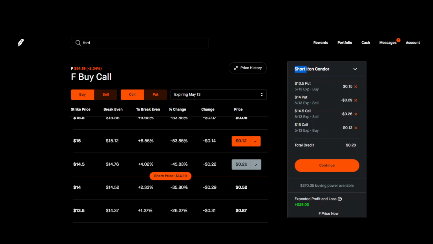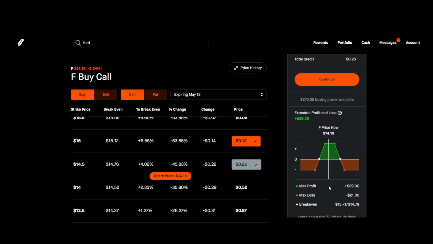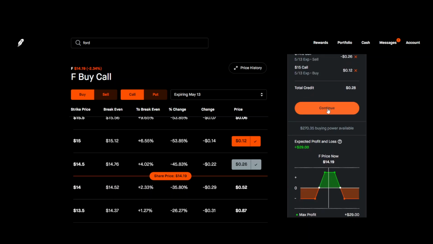So this is called a short iron condor. This is what it should say right here if you do it properly. It should look something like this. It should look like this pyramid right here with a plateau on top of it, and then you should see limited losses on both sides. So you can see your max profit, and as long as Ford only trades sideways, because Ford's trading right here right now, it'll stay just in the zone and our profit will be there. And if it falls out of it, our max loss is cut, so we're not going to lose tremendous amounts of money. If you think $29 isn't enough, you can come over here and we can actually increase that.